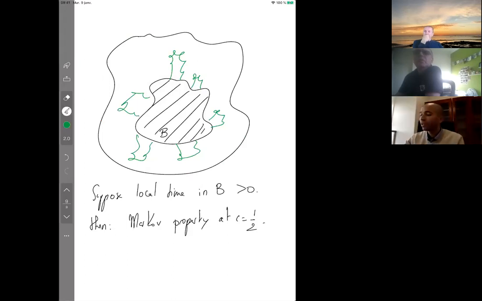Actually, the distribution of this excursion is really simple. When you suppose that B is connected, it's just the number of excursions that you have. It's just Poisson distributed. So it's a very explicit distribution.